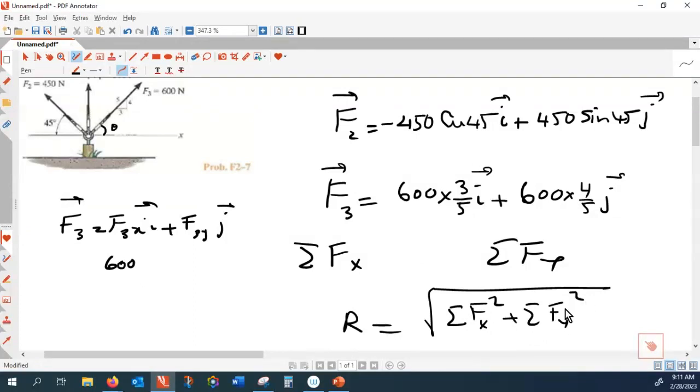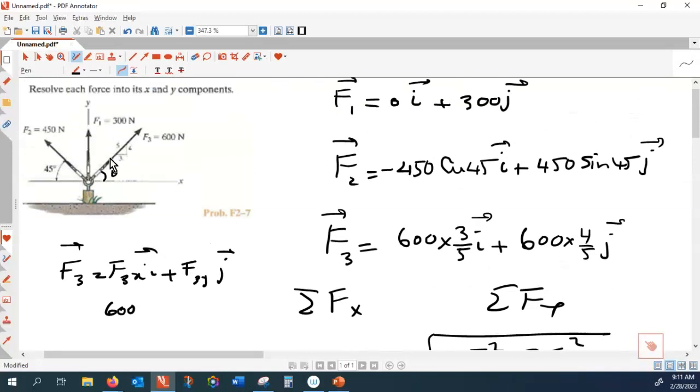F3? Yeah, F3 doesn't have any x component. Sir, can you do it in a long way? You want me to write it in a long way? Yeah, sure.